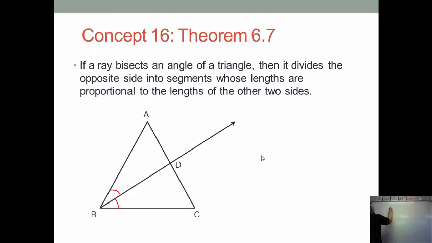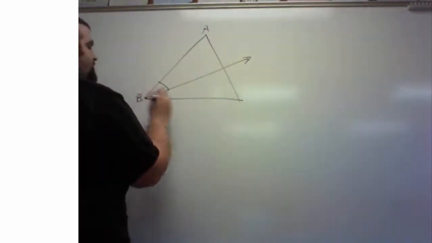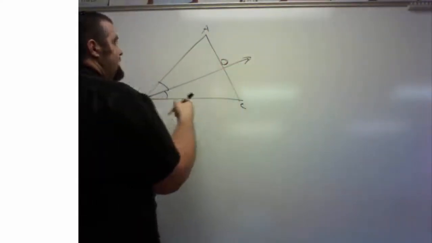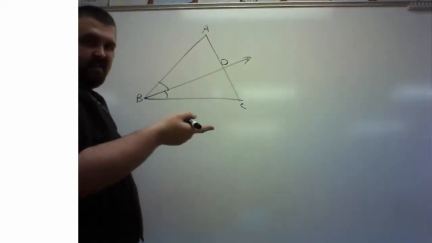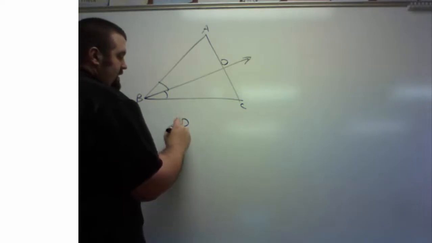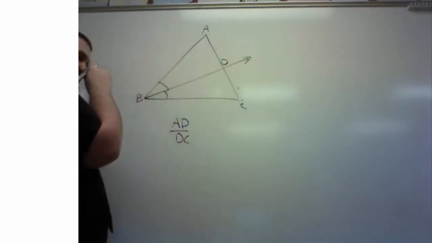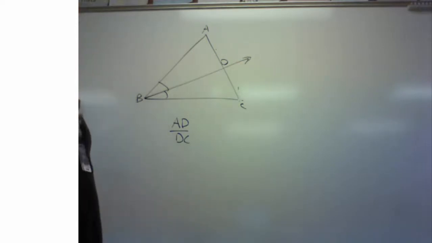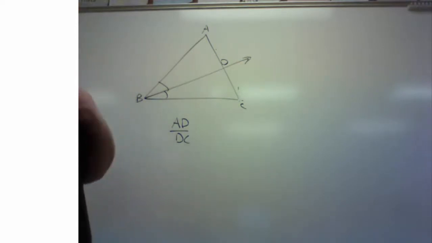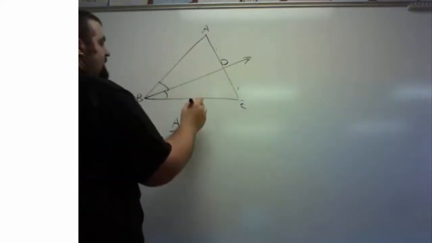What it's saying is if I have a triangle like this, and I have a ray that bisects the angle over here, what I know to be true is that the side's segments, so in this case AD to DC, so this length to this length, are going to be the same proportion, or the same ratio, as the lengths of the other 2 sides. So AB to BC.